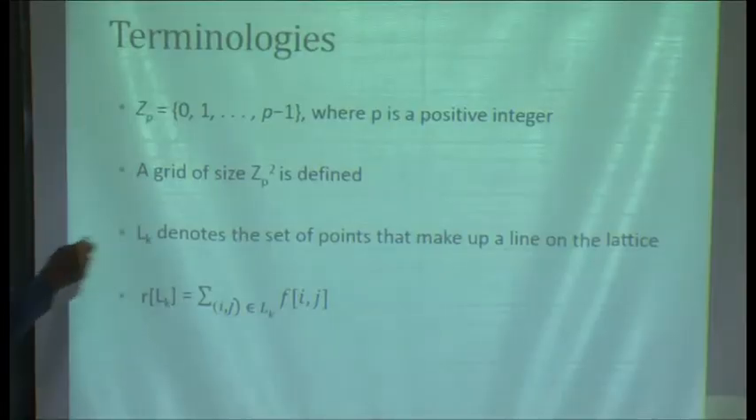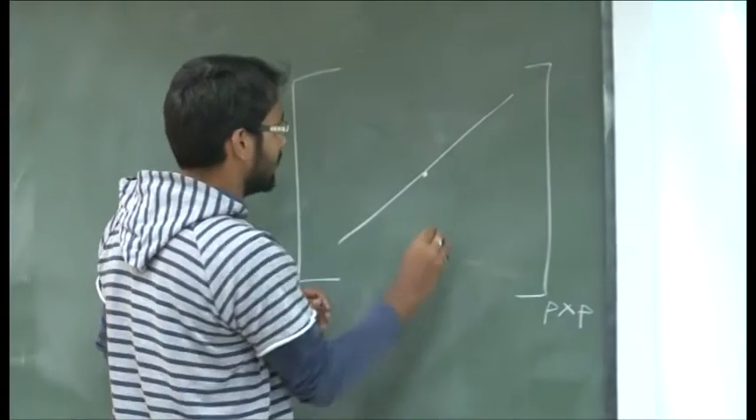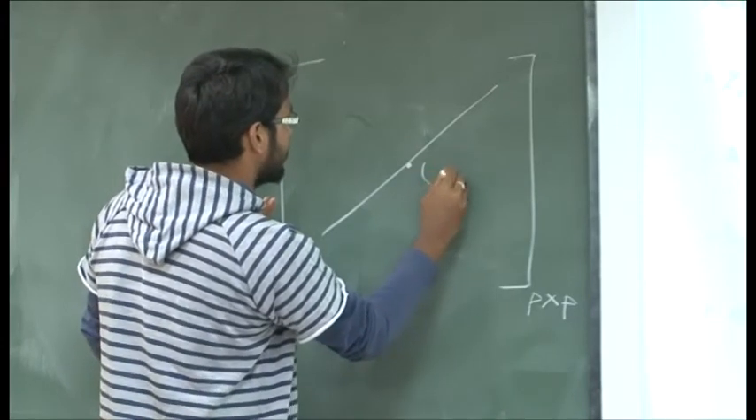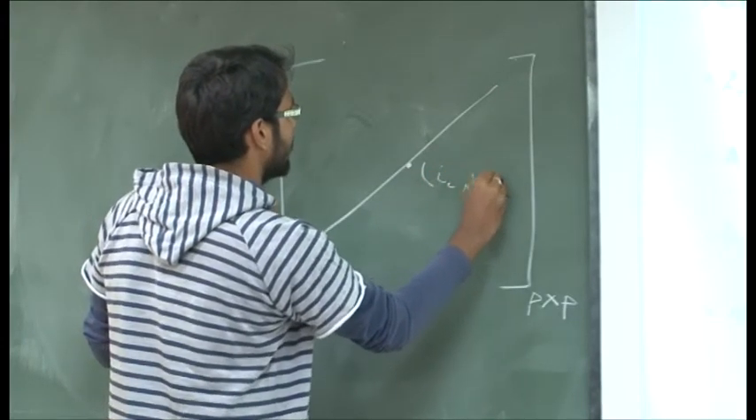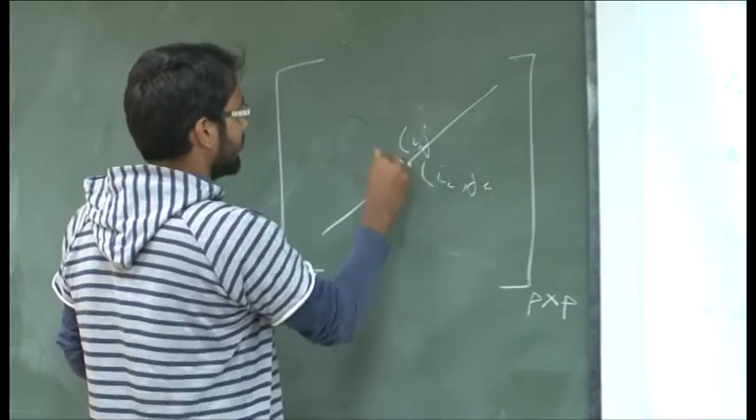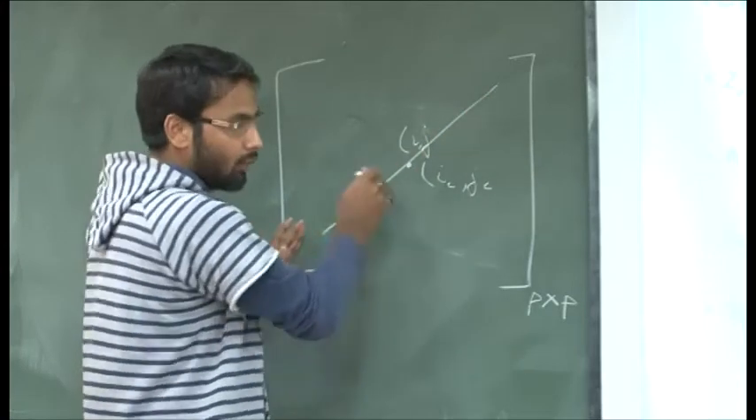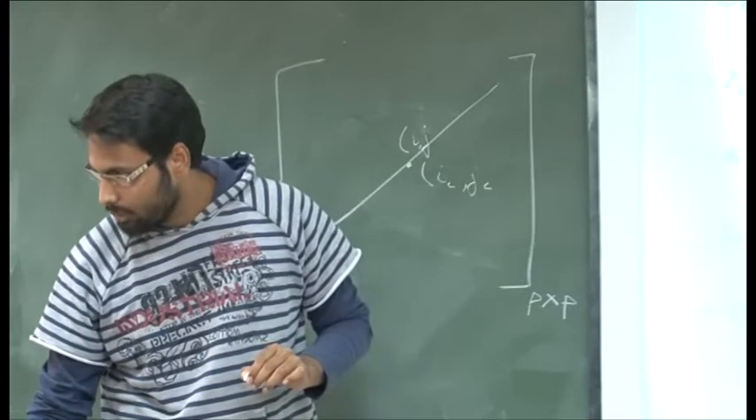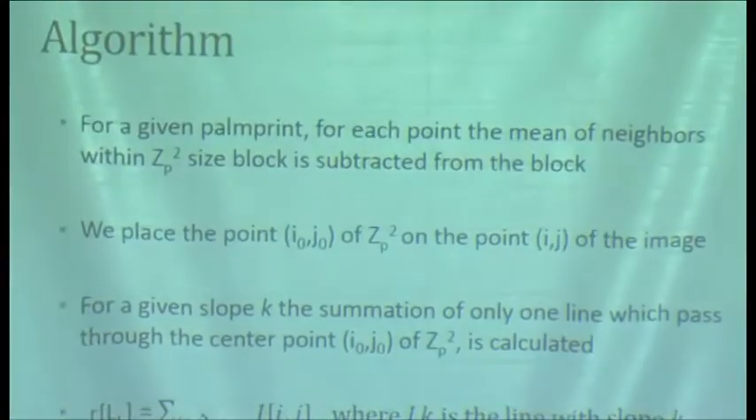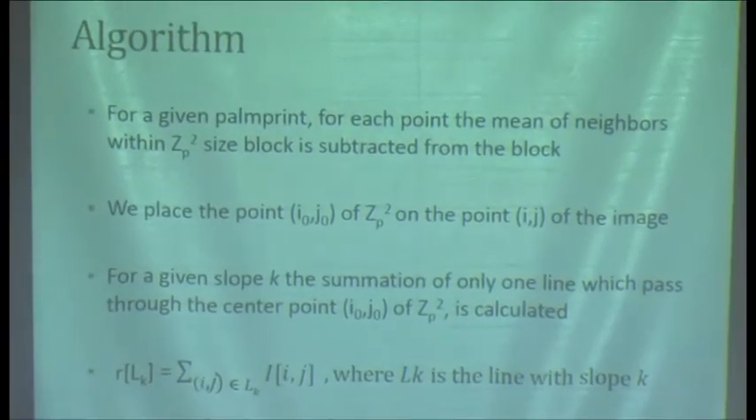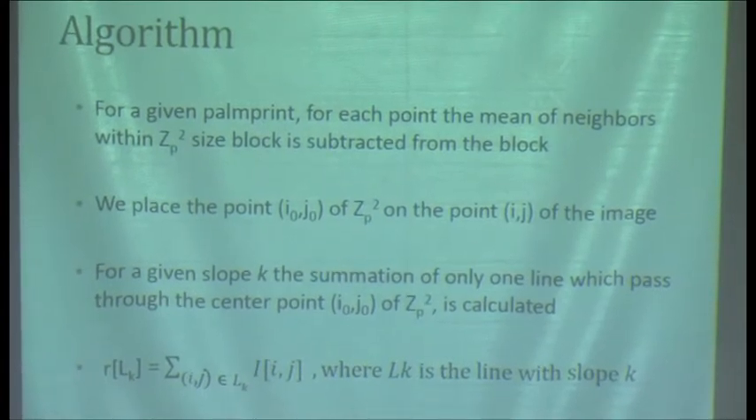So from now, given a line, what we do is for a given image, we place the kernel at the middle. Let's say the center of the kernel is IC, JC, and we place the kernel over I, J of the image. And for this line, we calculate the sum over this line, and we do it for all values of L. So for every line, we calculate the summation over this line for a point.